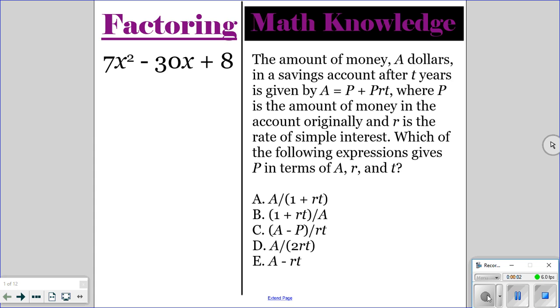Alright, so y'all go ahead and do the factoring and the math knowledge question for today. Pause the video, and then once everyone is finished, you can unpause the video and I'll go over the correct answer. So for the factoring, you're going to do remove, replace, reduce.